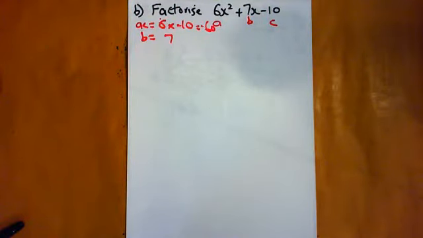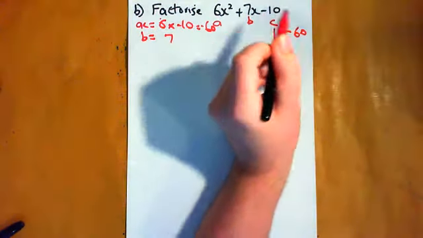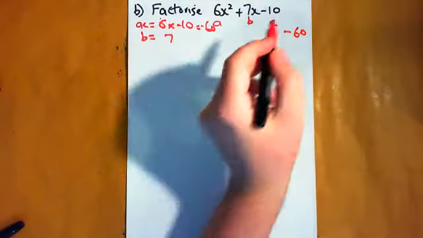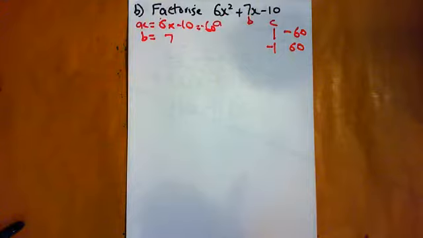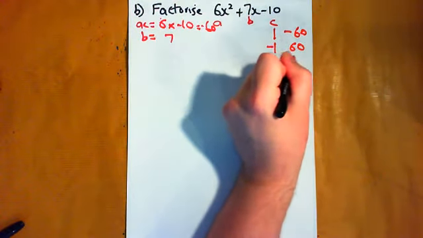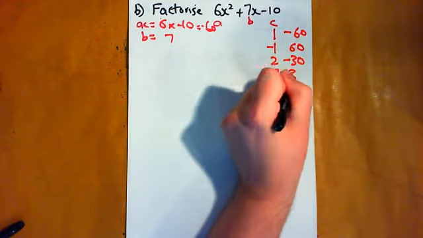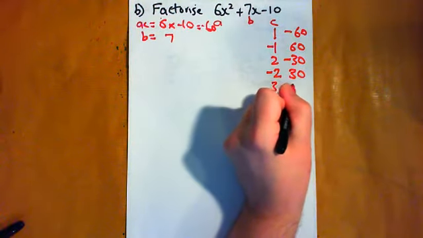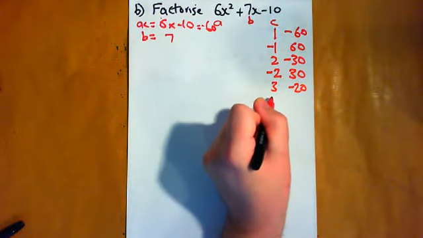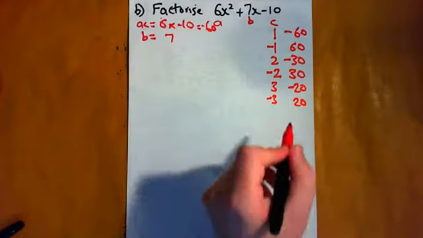So does 1 go into 60? It does, so this is going to be 1 and -60 is one possible combination, or we could have -1 and 60. Does 2 go into 60? It does. 2 times 30, and the negative could be on the 2, so another pair would be -2 and 30. Does 3 go into 60? This is going to be 3 and -20, and we have -3 and 20. Does 4 go into 60?